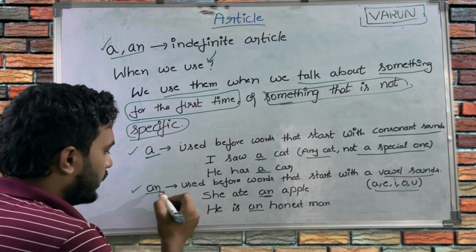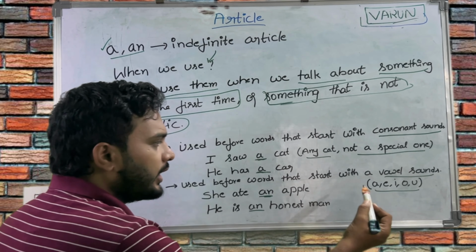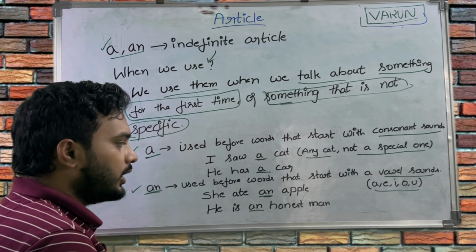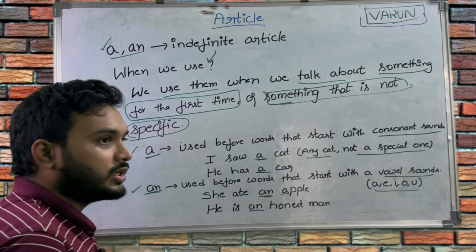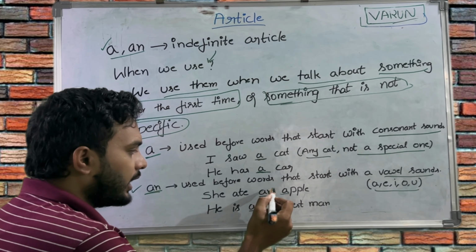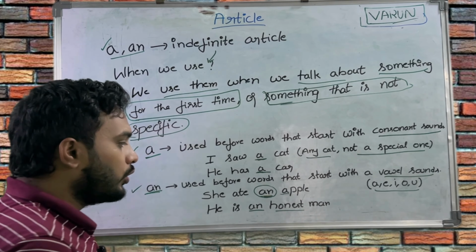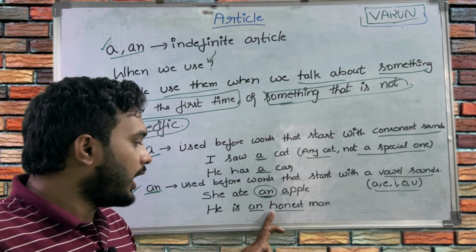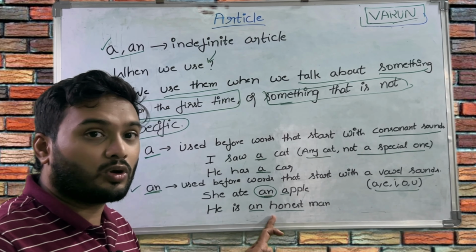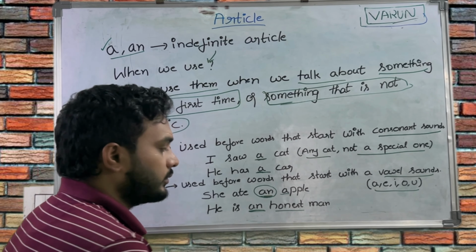Another one is an, used before words that start with vowel sounds. The vowels are a, e, i, o, u. The first one: she ate an apple. Here the first letter sounds like a vowel sound, so it will take an. He is an honest man. Don't think that because we have h, a consonant, it will take a. The h is silent, so honest sounds like a vowel sound, so it will take an.